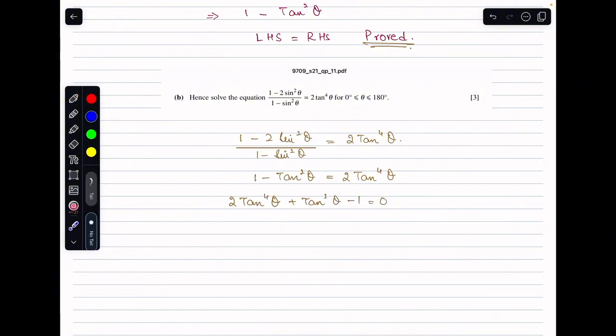So here this equation has the highest power, which is 4, then we have a square, and then we have the constant, meaning this actually is my disguised quadratic equation. So if this is my disguised equation, I can just assume that m is equal to tan square theta. Therefore, m square will be equal to tan to the power 4 theta. So this means I should be having here 2m square plus m minus 1, which is equal to 0.